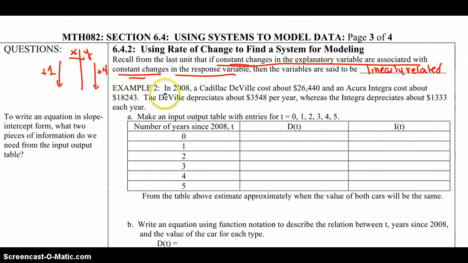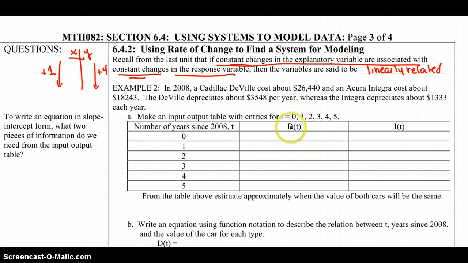So in example 2, we're told that in 2008 a Cadillac DeVille cost about $26,440 and an Acura Integra cost about $18,243. The DeVille depreciates about $3,548 per year. So it starts out costing more but depreciates faster, whereas the Integra depreciates only about $1,333 each year. So we're asked to make an input-output table with entries for the years 0, 1, 2, 3, 4, and 5, where T is counting the years since 2008.